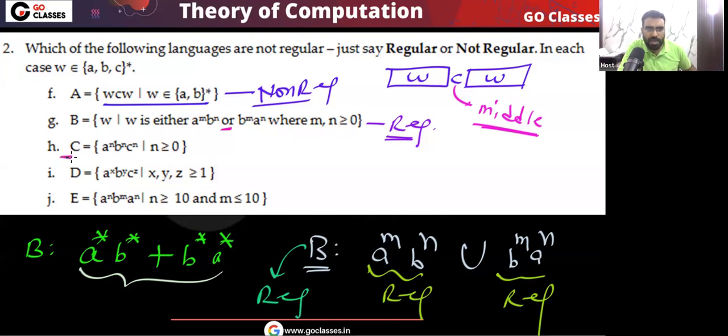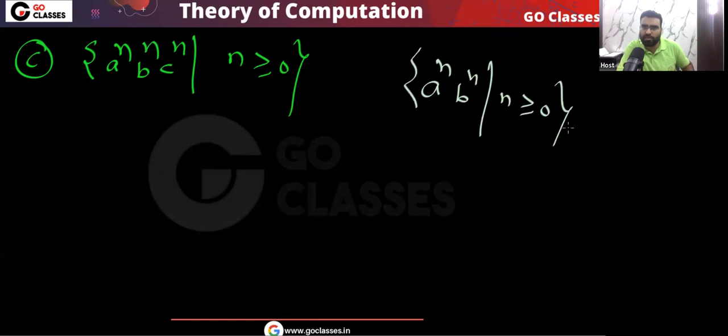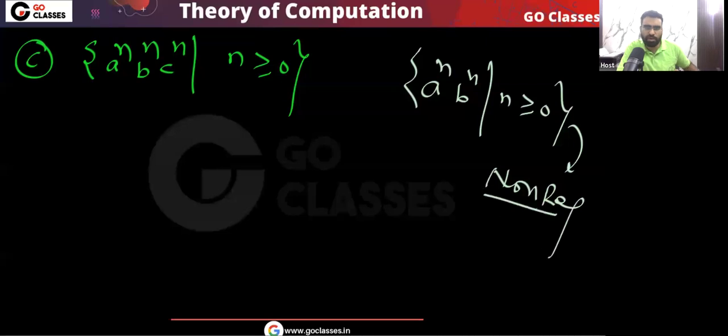a power n, b power n, c power n. Okay, this is non-regular. Yes or no? There is a comparison here, an unlimited comparison, because you can see n is greater than or equal to 0. So here you have to compare. Let's look at this option C, that is a power n, b power n, c power n. This is actually more complicated than a power n, b power n. We have already seen a power n, b power n, where n is greater than or equal to 0. This itself was non-regular. Yes or no? This we have already seen.